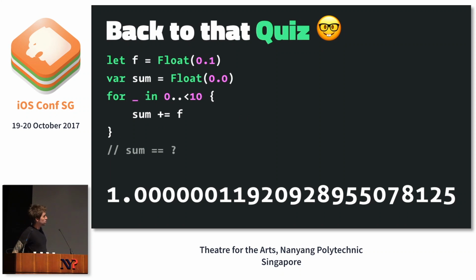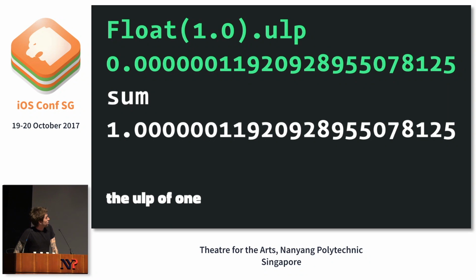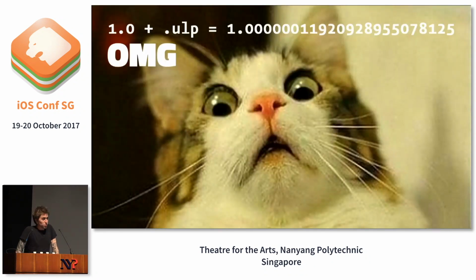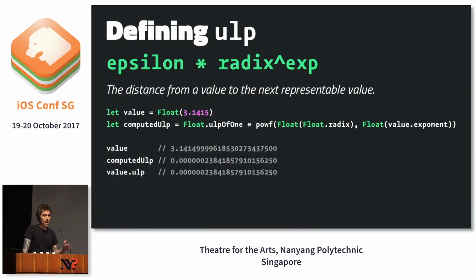If we go back to this quiz, every time we're adding here is an opportunity for rounding error. We're adding 0.1 10 times, so every time we're rounding and accumulating error. And we get this number, and what we said was garbage before, but it's actually not. If we look at the ULP of 1.0, it is that exact decimal. Is this real life? Yes, it is. So we can see in practice this error accumulating. It's this rounding error. So let's define what ULP actually is.